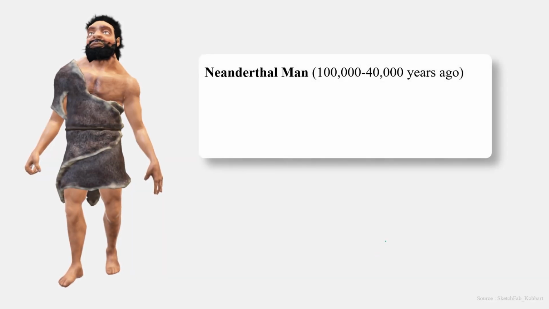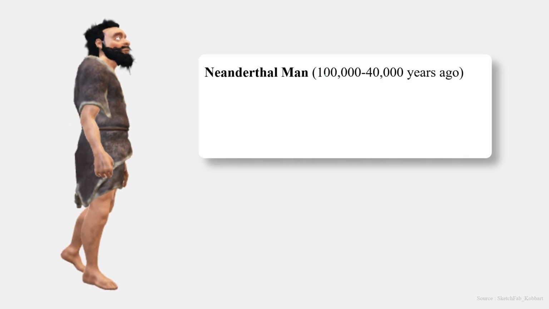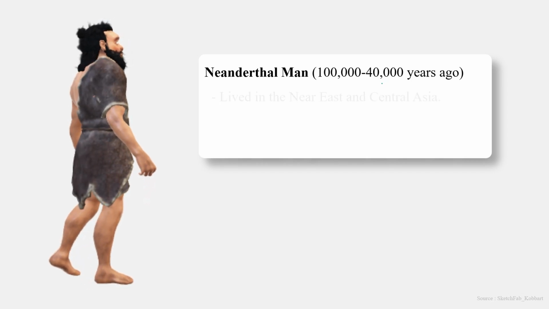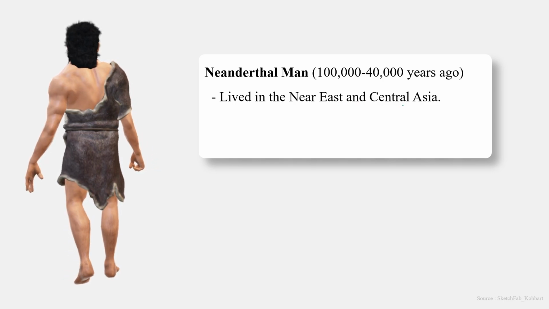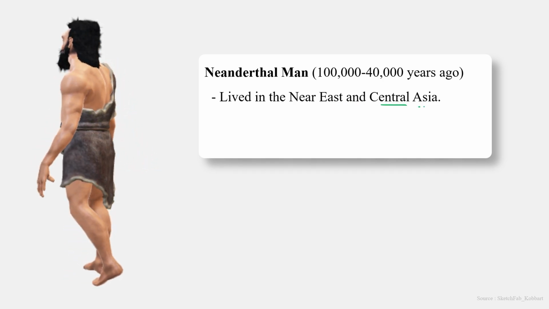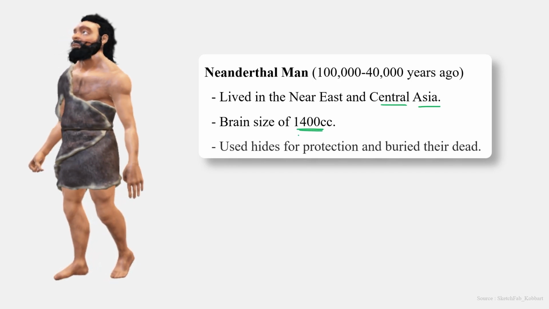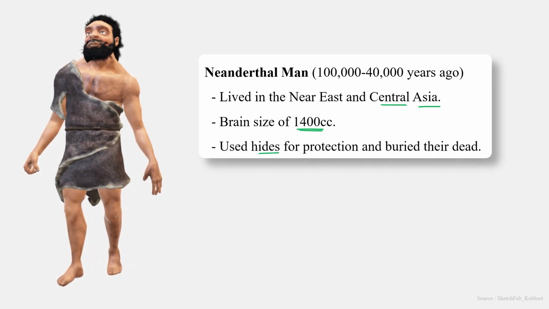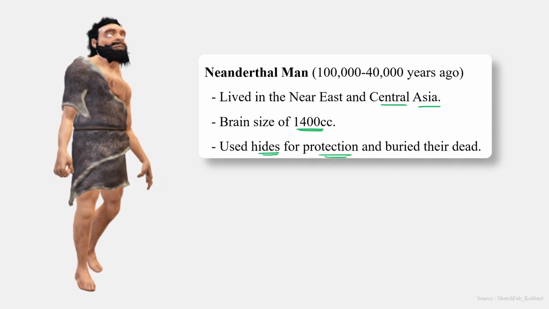After that, Neanderthal man. Neanderthal man was found about 1 lakh to 40,000 years ago. They lived in the northeast, east and central Asia. Their brain size again increased to 1400 cc, and they used hides for their protection and buried their dead.